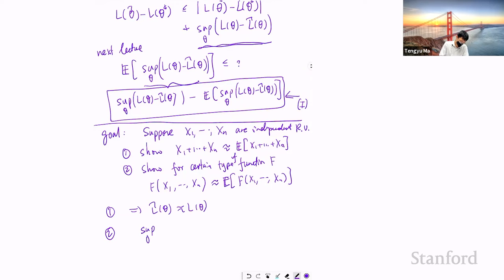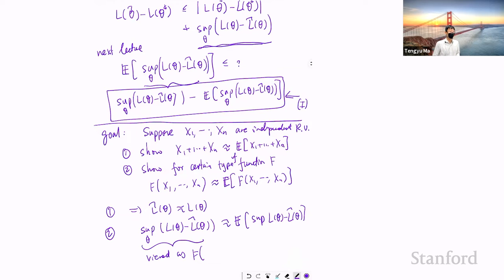Because if you care about something like this, which is roughly equal to the expectation, where this is L hat, then you can view this entire thing as a function of your training data, your i.i.d. training data. So this is a function of x1 up to xn, where these are the training data.